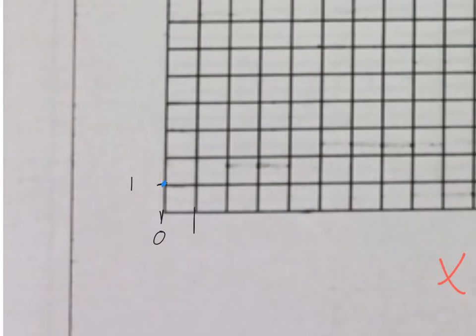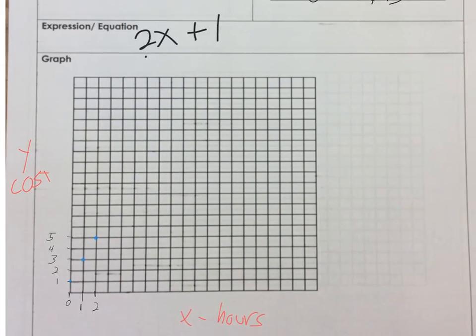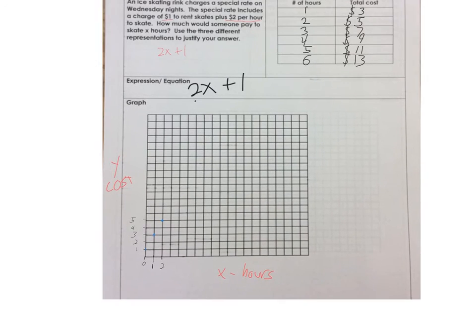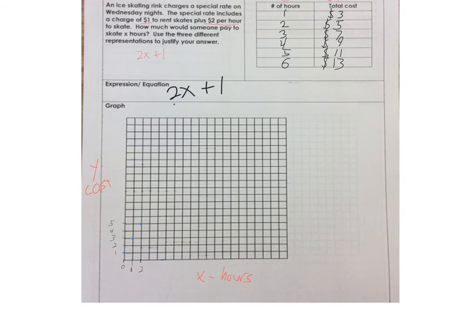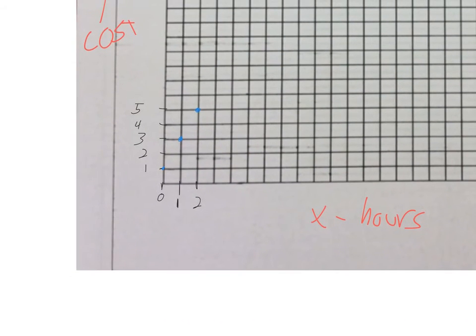And then the 1 hour was times 2 plus 1, so that would be 2, so that would be 3. And again, these would be 1, 2, 3. And then 2 hours would be 2 times 2 is 4, plus 1 is 5. And so we can put that point there. And so we have 3 of these points from the chart plotted, and we could go on to the next one. 3 hours, 4 hours, 5 hours, and 6 hours. So 3 would be 7. And 1, 2, 3, 4.